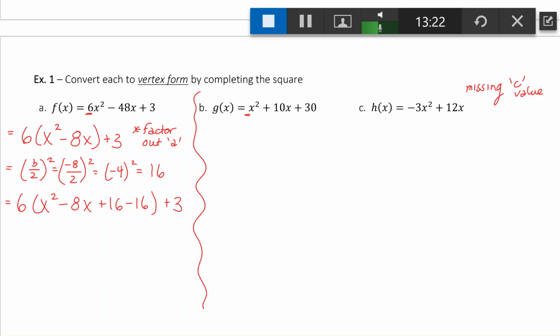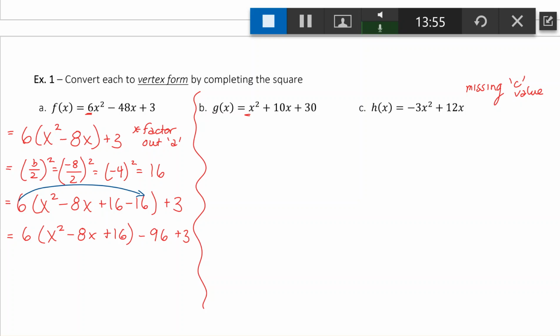The next part of this is we want to use distributive property to multiply that initial a value by the subtracted value in our bracket. So 6 times -16. And then it will be removed from our bracket. So 6 x squared minus 8x plus 16, close bracket. Well, 6 times -16 is -96. And you still have that plus 3 there.